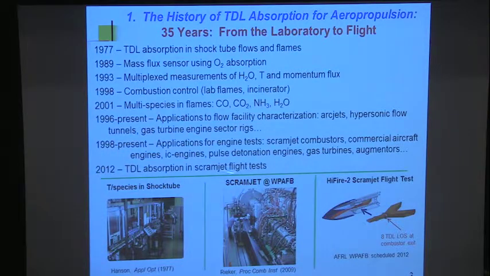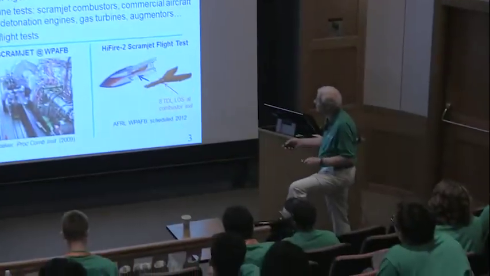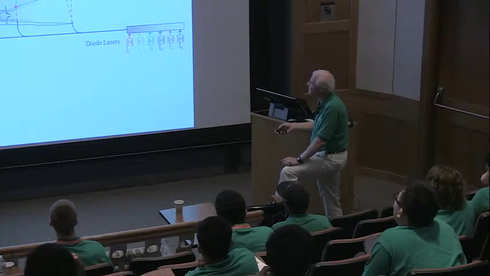Finally, in around 2012, they actually flew this diode laser sensor on a so-called HIFiRE scramjet flight test conducted in Australia, using an 8-diode laser line-of-sight combustor idea. Of course, it's a lot harder to do these things in flight than it is in a laboratory, but that's one reason why it took so long. So this is to let you know that there's a lot of potential applications of what I'm telling you about.